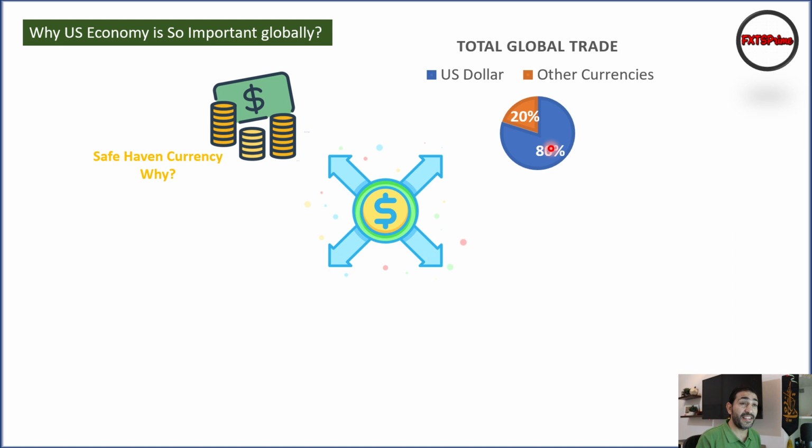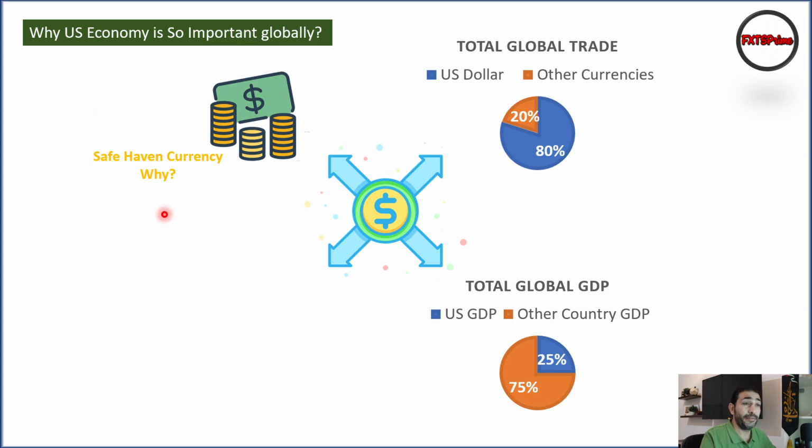So global trade is selling and buying between countries. So these countries, when they trade with each other, they pay in dollars. For example, if I want to buy gold from Australia, I'm going to pay in US dollars. If I want to buy oil from the Gulf states, I'm going to pay in US dollars.